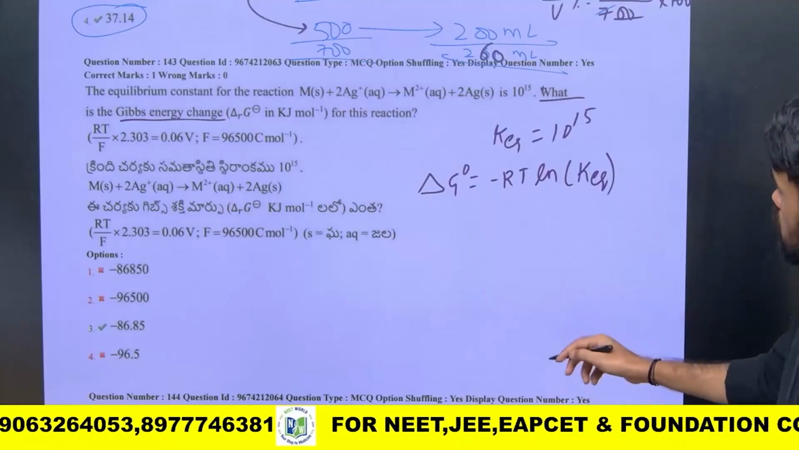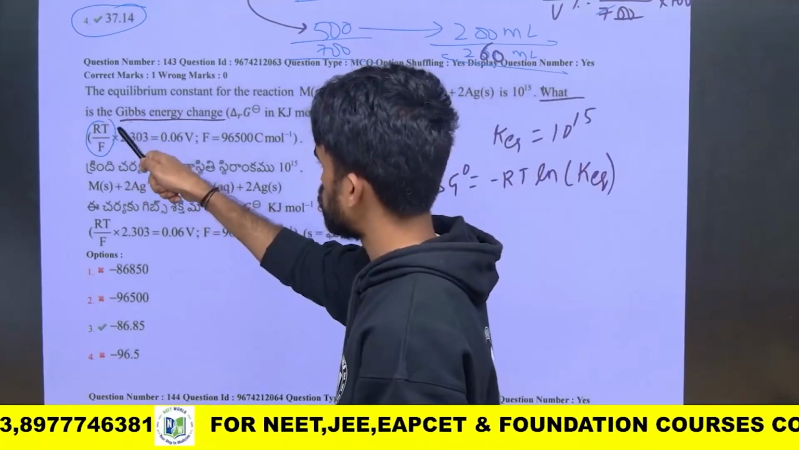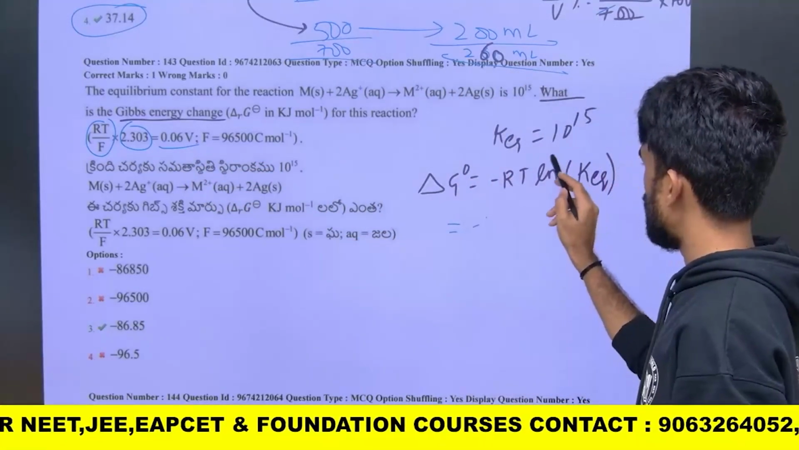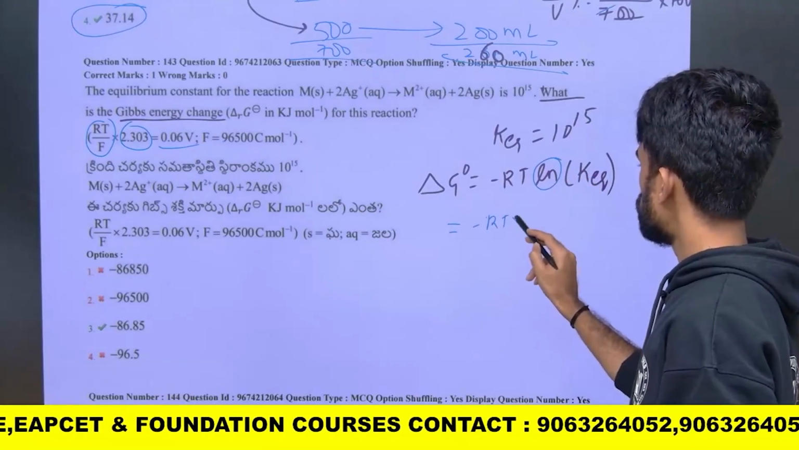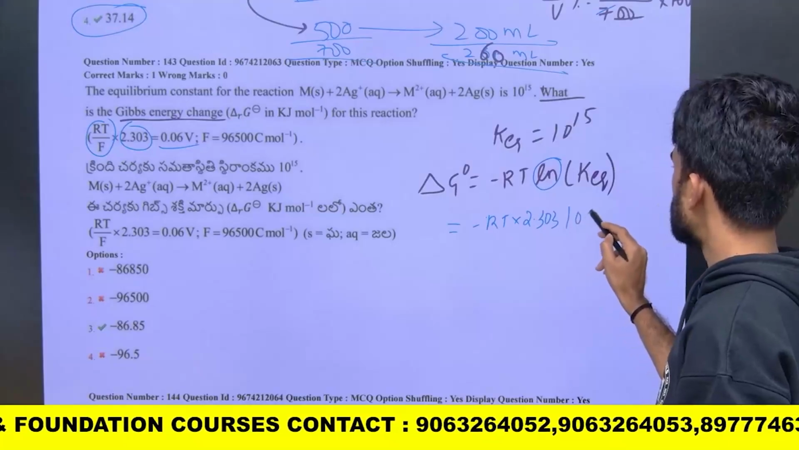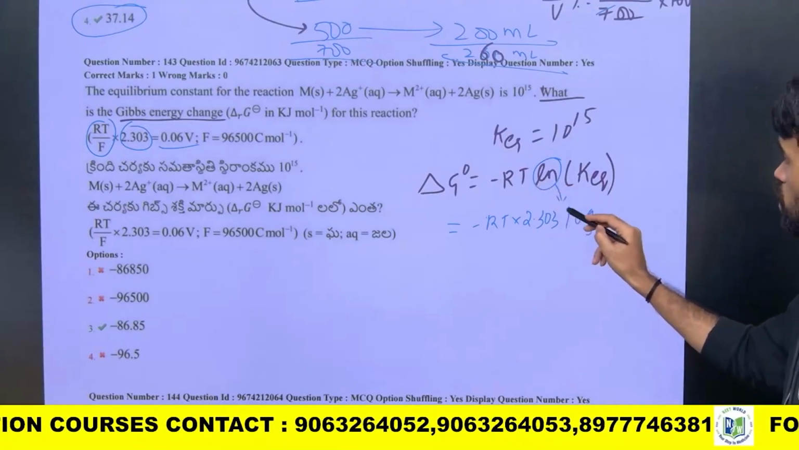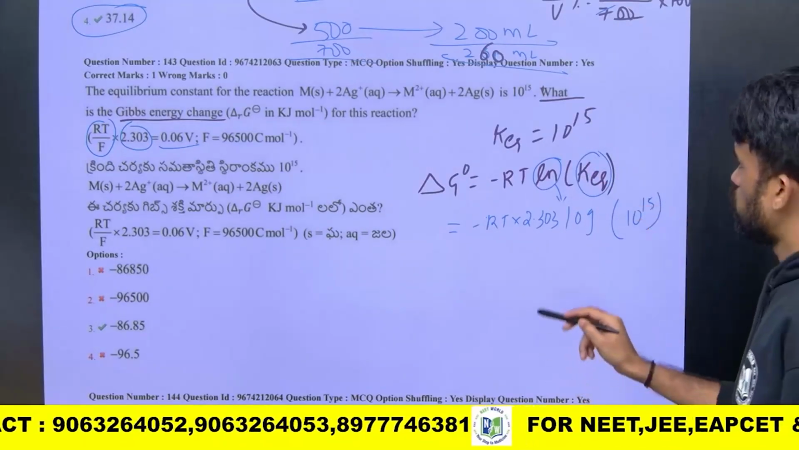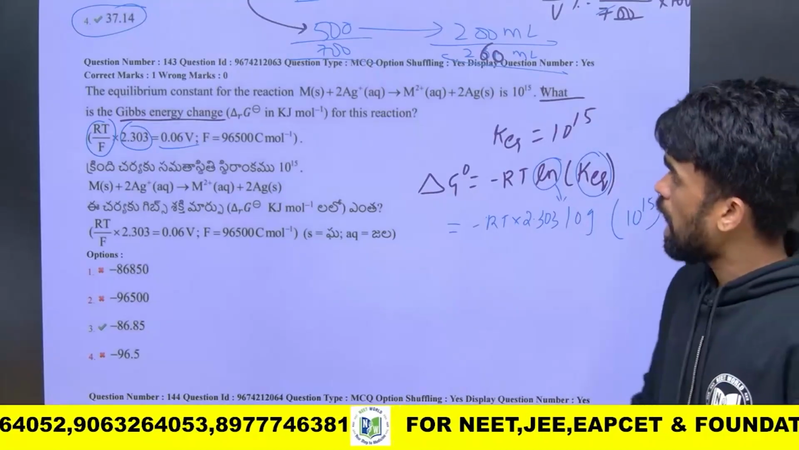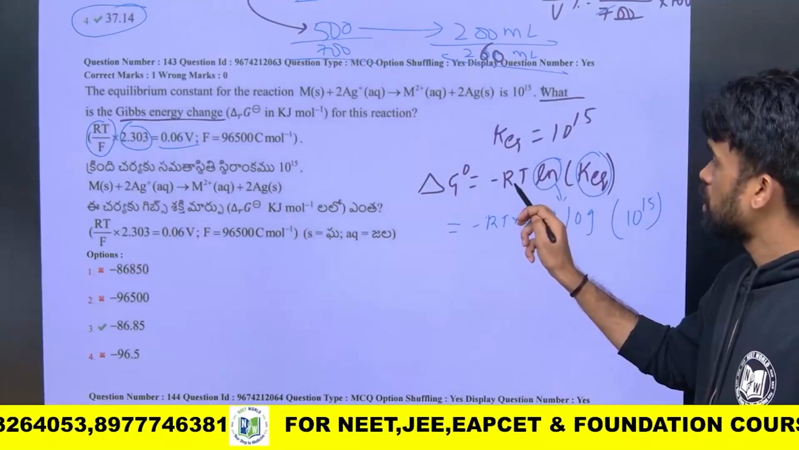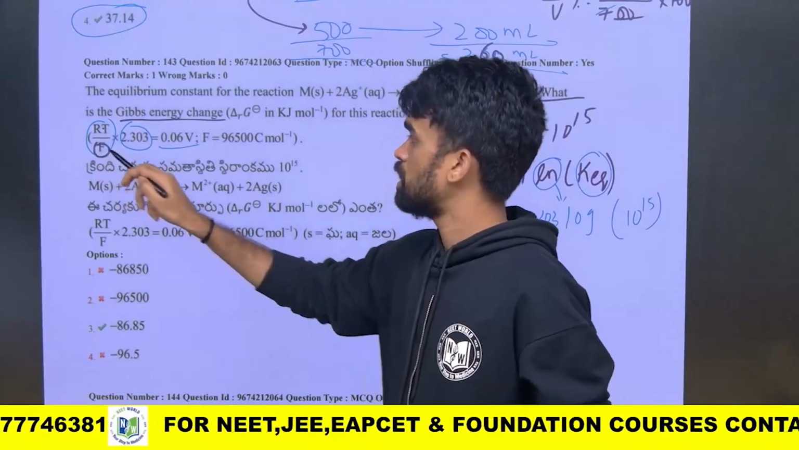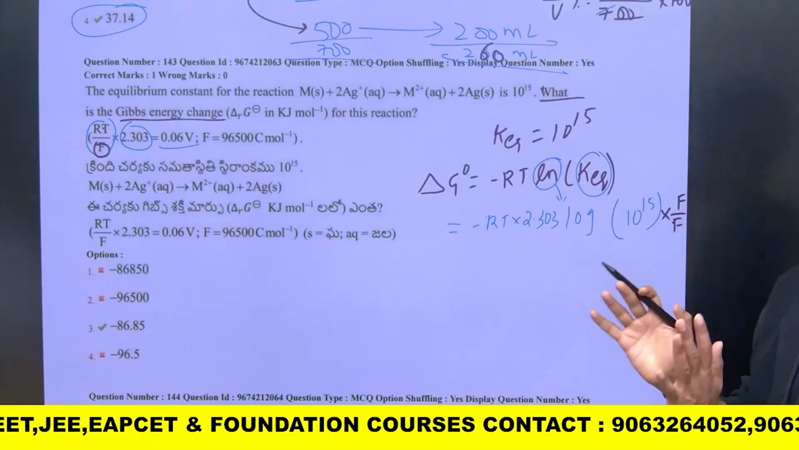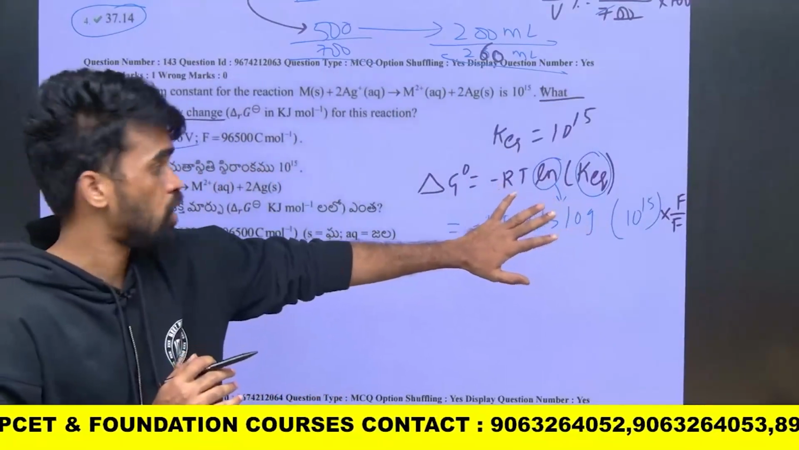Now in the data they have mentioned RT by F into 2.303 is this much. So I am taking minus RT, and ln I can write as 2.303 log. K equilibrium value is 10 power 15, I am writing that. This is what I have written. They haven't given the RT value, this is the actual formula. They have given the value of RT by F. It means I should divide this equation by F and multiply with F, therefore F cancels. There is nothing wrong in doing it like this, right?